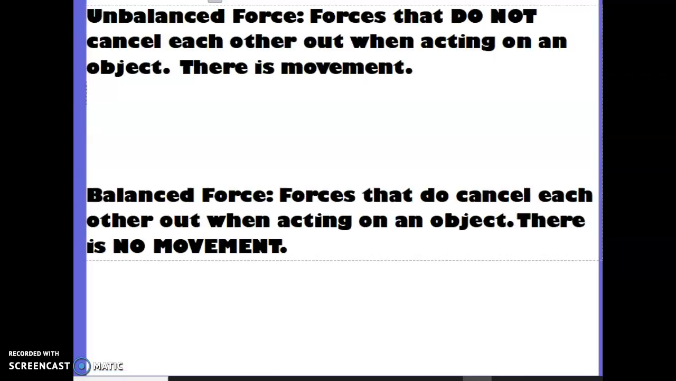All right, so in the video, the young lady mentioned balanced and unbalanced forces. And when you talk about those, they are two of your vocabulary words this week. You'll notice that I added a small little tidbit to the end of the regular definition. That unbalanced forces are forces that do not cancel each other out when acting on an object. If you have unbalanced forces, you have movement.